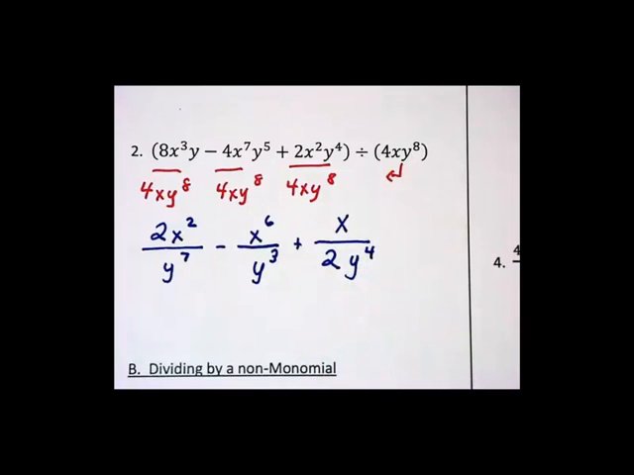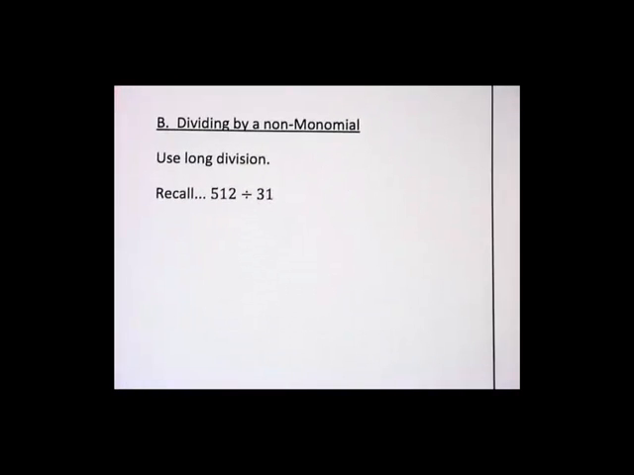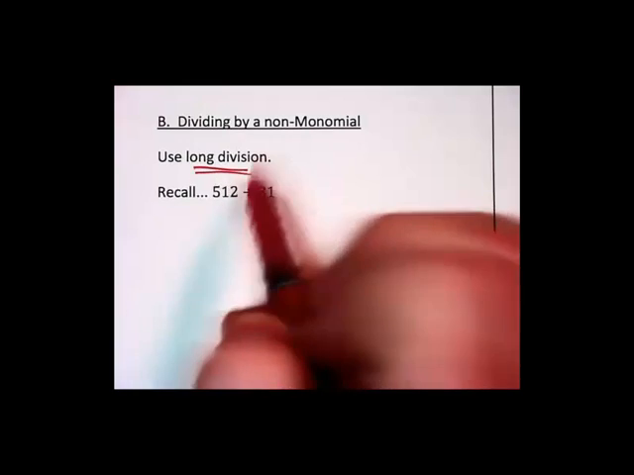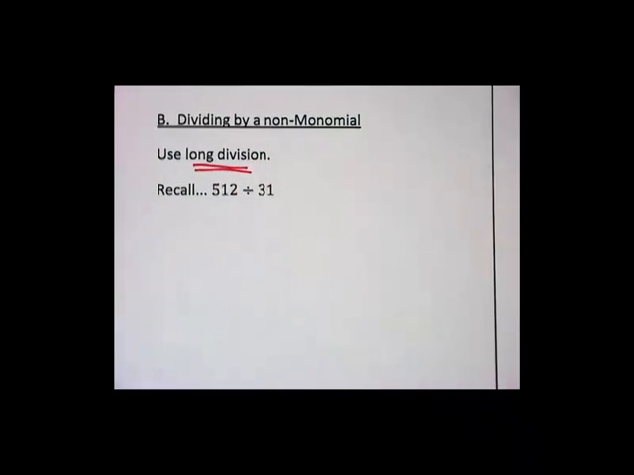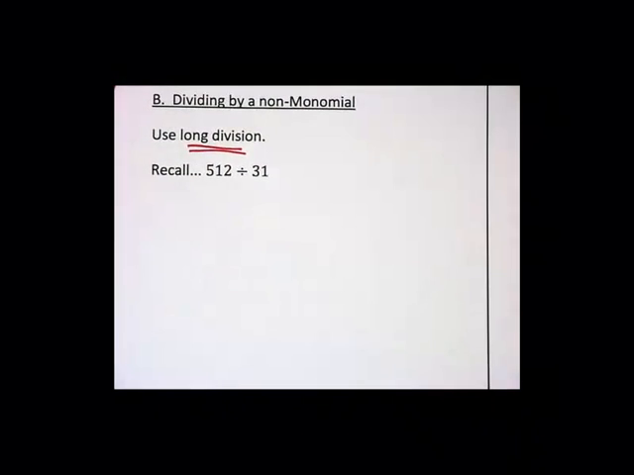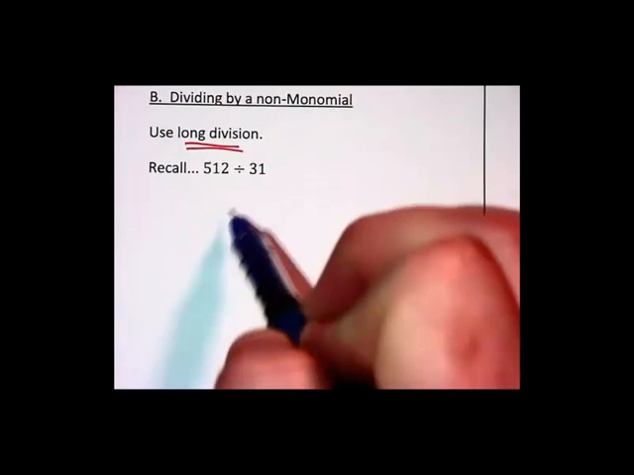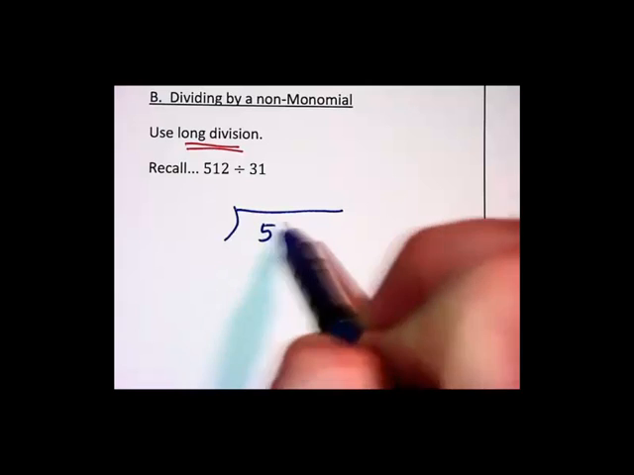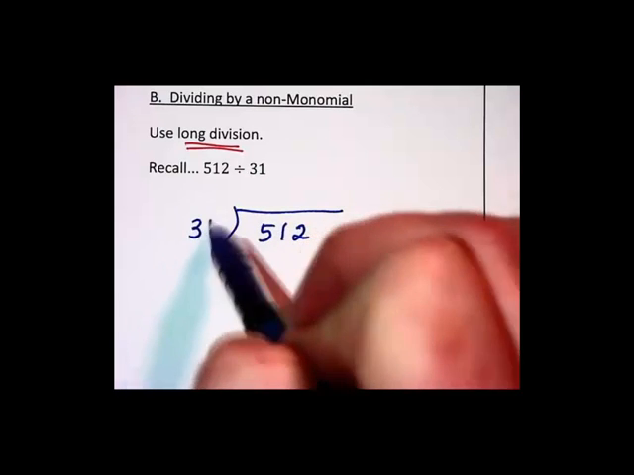Now, this process has been for dividing by a monomial. Whenever you don't have a monomial, a binomial or beyond, that's when you have to use long division. So before we move into it with the algebra, I want to make sure we know how to do it without the algebra. So we would take our 512, divide it by the 31.